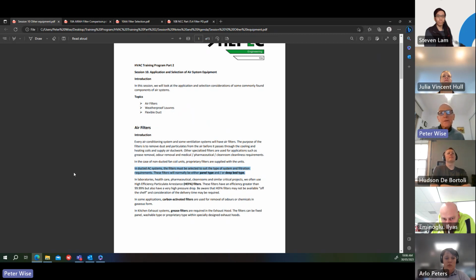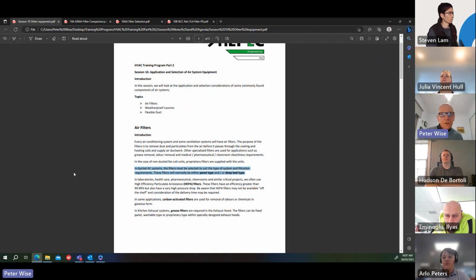In laboratories, healthcare, pharmaceutical, clean rooms, and similar critical projects, we often use HEPA filters, high efficiency particulate arrestants. These filters have an efficiency greater than 99.99%. Keep going with the nines because it's 99.999%, but they also have a very high pressure drop. So you need to be aware that the HEPA filters do create a high pressure drop when doing your fan static calculations.